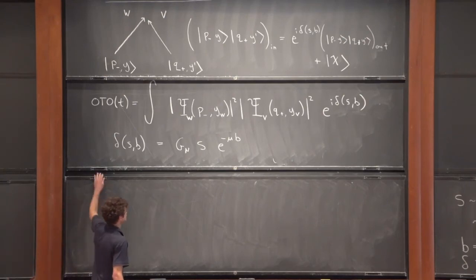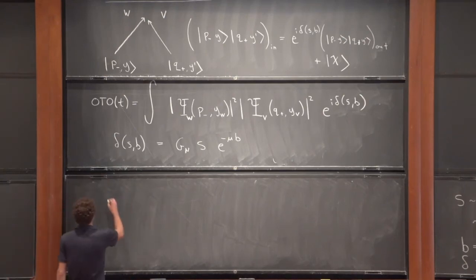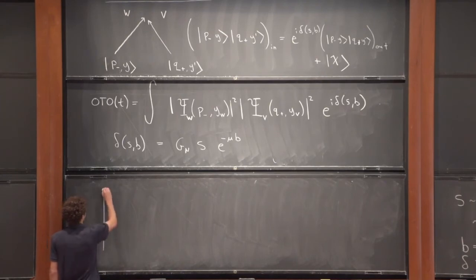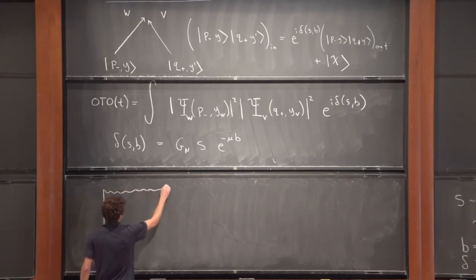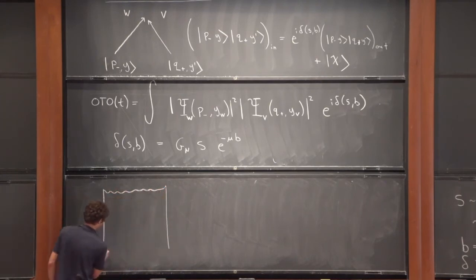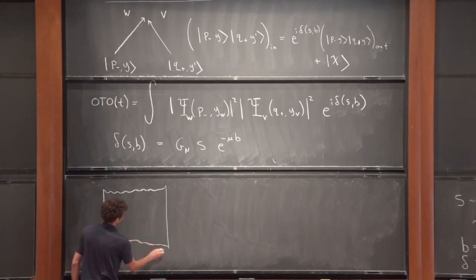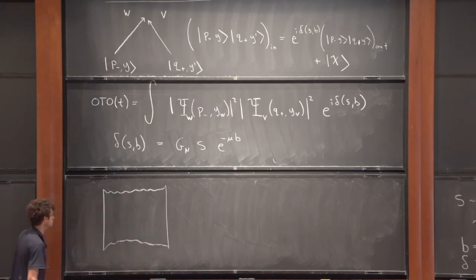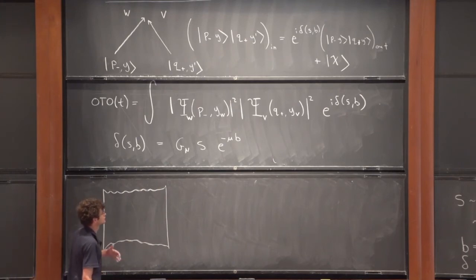So let's now discuss this computation. We're going to start with the first step, which is finding the classical background associated with the W particle. So here's our AdS Schwarzschild black hole. We're going to consider the case where the time is quite large.